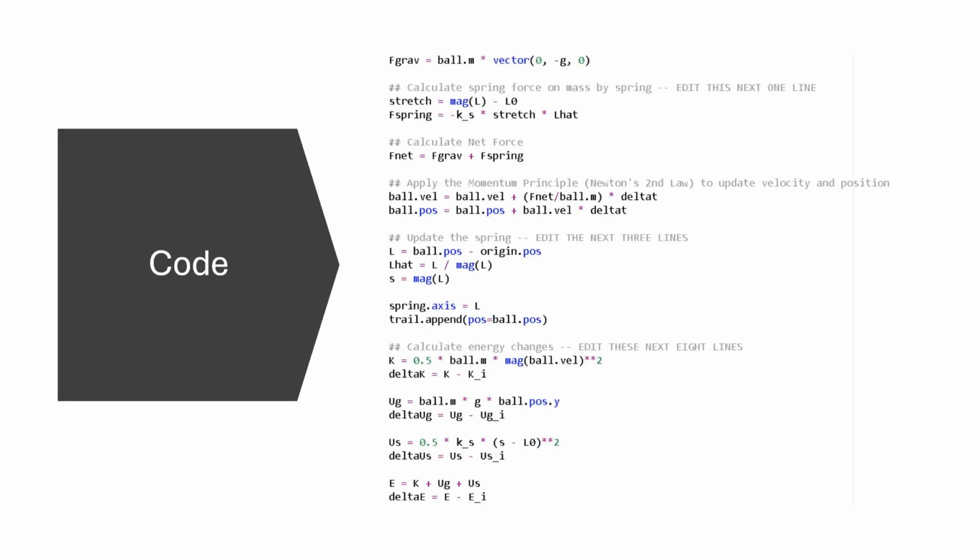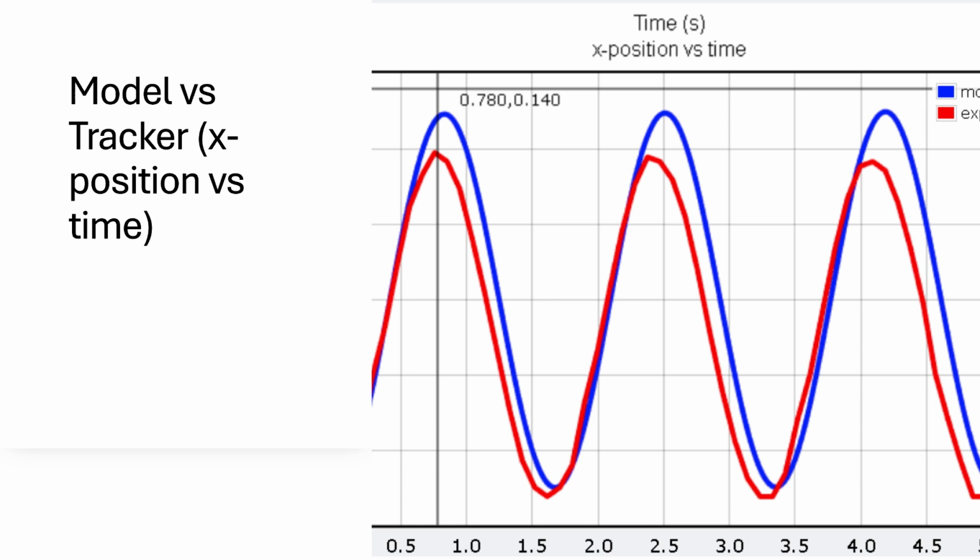Here's some of my code. My code imported the Tracker data, plotted the real motion against the model, calculated the force, and used the momentum principle to update the motion. It also computed all three energy types at every time step so I could check whether the total energy stayed constant. This is the model versus Tracker on the x position versus time.